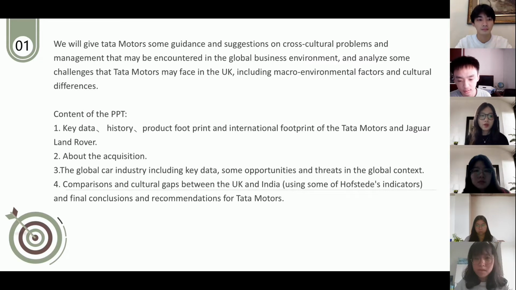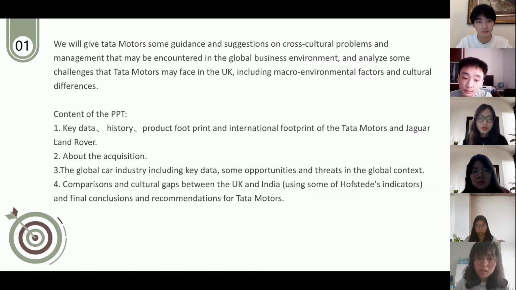The whole background of the PowerPoint is to provide Tata Group with some professional guidance on cultural management in a global business environment. Look at number 1. It's about part 2 and part 3. We will introduce the key data, history, products, and international footprints of Tata Group, Tata Motors, and Jaguar Land Rover. Look at number 2, which is about the acquisition.